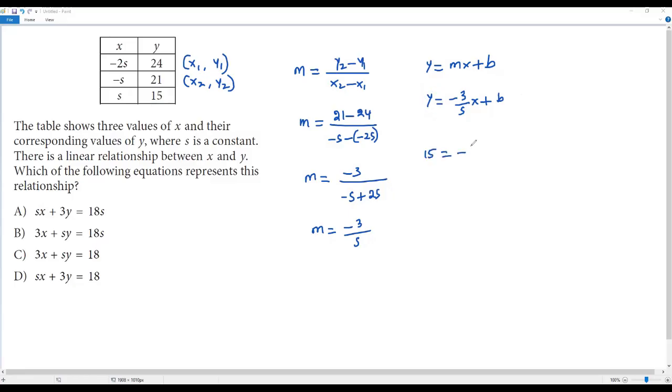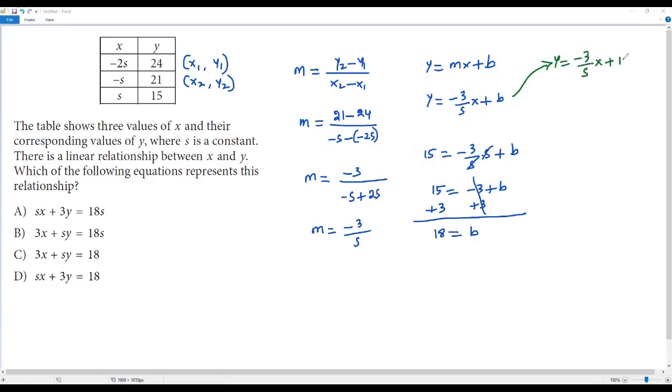Let me do it. Negative 3 over s, and let's plug in this x coordinate s for x, plus b. This s and s will cancel out. I am getting 15 equals negative 3 plus b. Let's add 3 to both sides. When I do so, negative 3 plus 3 will cancel out. I am getting 18 on the left side. On the right side, we have b. Here I got the y-intercept, the value of the constant b. Let's plug in this 18 for b. Then this equation will become y equals negative 3 over s times x plus 18.